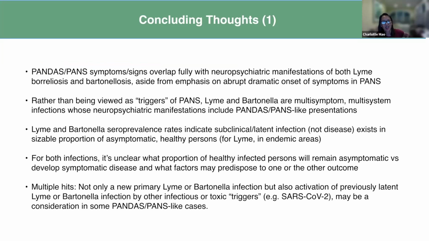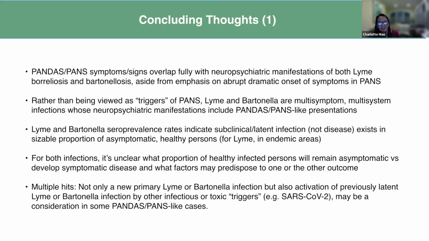So in conclusion, PANDAS symptoms and signs overlap fully with neuropsychiatric manifestations of both Lyme borreliosis and Bartonellosis, aside from the emphasis in PANS or PANDAS on the abrupt dramatic onset of symptoms. And rather than being viewed as triggers of PANS, I think Lyme and Bartonella could be viewed as multi-symptom, multi-systemic infections whose neuropsychiatric manifestations include PANS-like presentations.